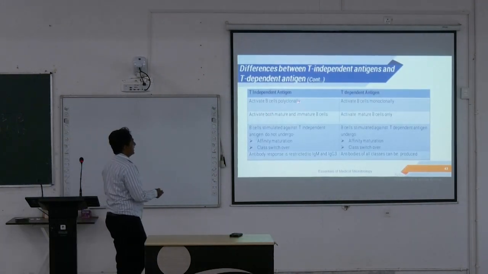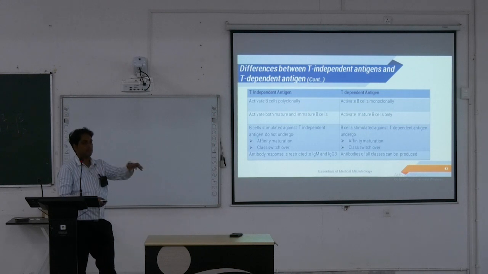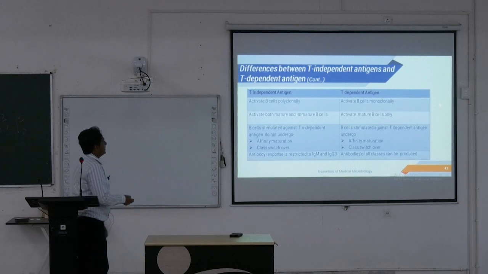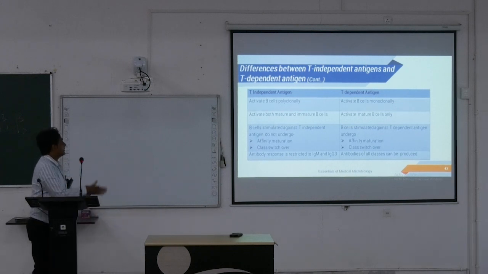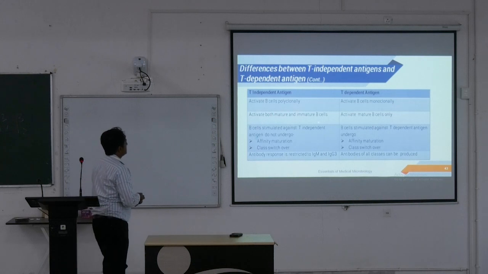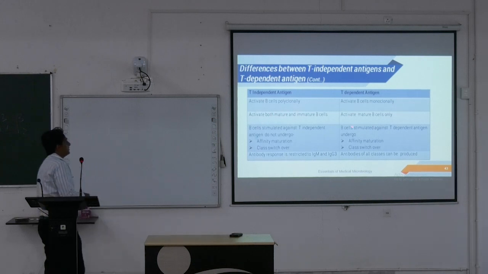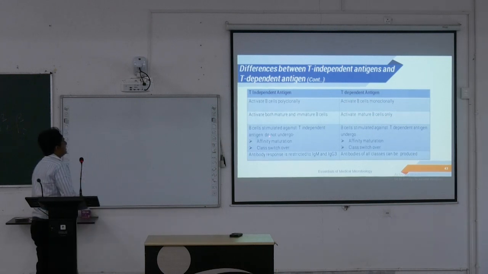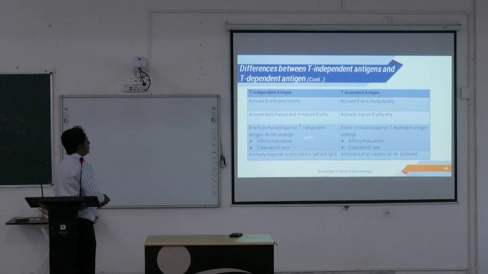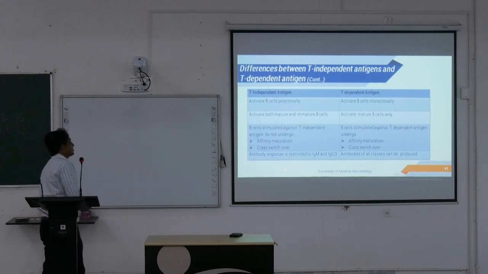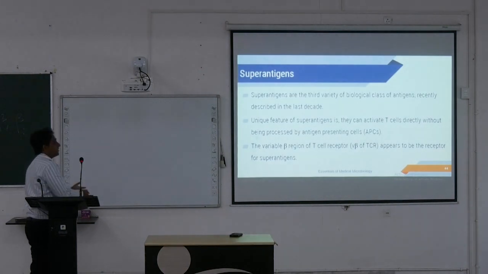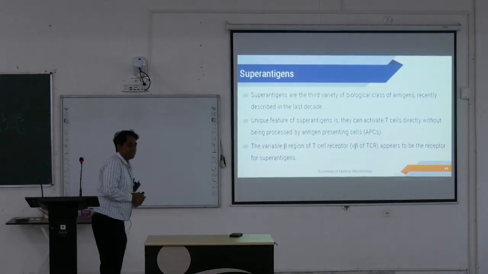এগুলো বি সেলসগুলোকে পলিক্লোনালি লাগছে, মানে অনেকগুলো ক্লোন, অনেকগুলো গ্রুপে গিয়ে লাগছে। আর টি ডিপেন্ডেন্ট হলো মনোক্লোনালি, মানে কোনো একটা ক্লোনকে গিয়ে স্টিমুলেট করছে। টি ইন্ডিপেন্ডেন্ট গুলো অ্যাক্টিভেটস বোথ ম্যাচিওর অ্যান্ড ইমম্যাচিওর বি সেলস, আর টি ডিপেন্ডেন্ট হলো অ্যাক্টিভেট দ্য ম্যাচিওর বি সেলস অনলি। B cells stimulated against the T independent antigens do not undergo affinity maturation and class switchover, and B cells stimulated against T dependent antigens undergo affinity maturation and class switchover. আর হচ্ছে সুপার অ্যান্টিজেন, লাস্ট জিনিসটা, ঠিক আছে?